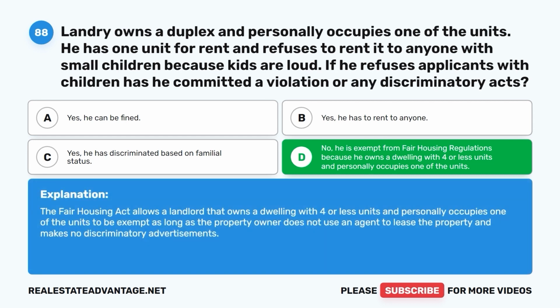The Fair Housing Act allows a landlord that owns a dwelling with four or fewer units and personally occupies one of the units to be exempt, as long as the property owner does not use an agent to lease the property and makes no discriminatory advertisements.